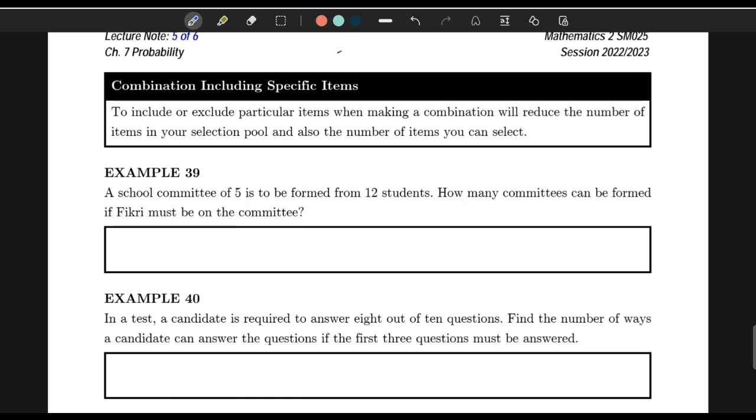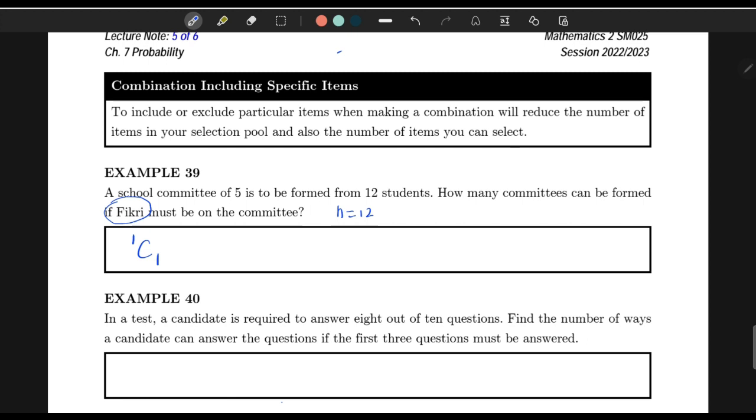Now we have 12 students, so n is equal to 12, and we choose 5 committee members. But the committees can be formed under the condition that Fikri must be on the committee. So we have to choose Fikri first. How many ways to choose Fikri? We only have one Fikri and we have to choose Fikri.